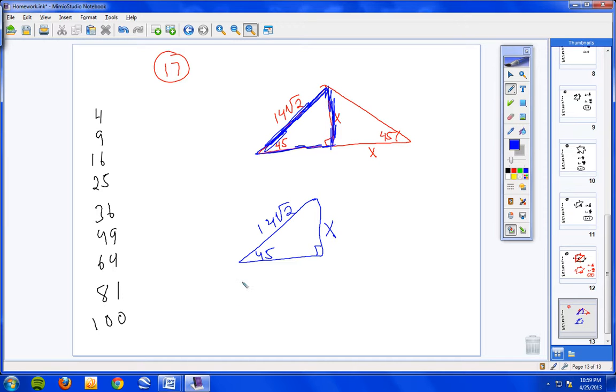Now think about it, students. Remember how all three angles on the inside of a triangle have to add up to 180? Well, you've got 45 here and you've got 90 here. So this angle here does have to be 45, because 45 plus 45 plus 90 equals 180. So we do have a 45, 45, 90 triangle, and here's your right angle pointing to the hypotenuse.